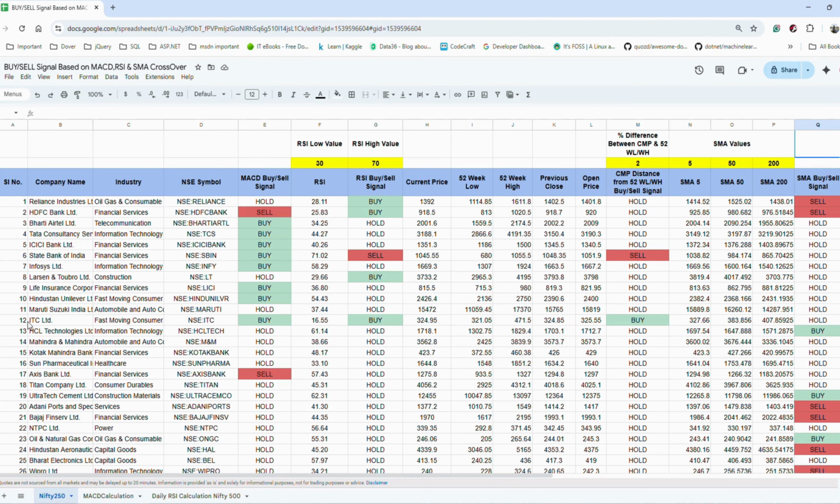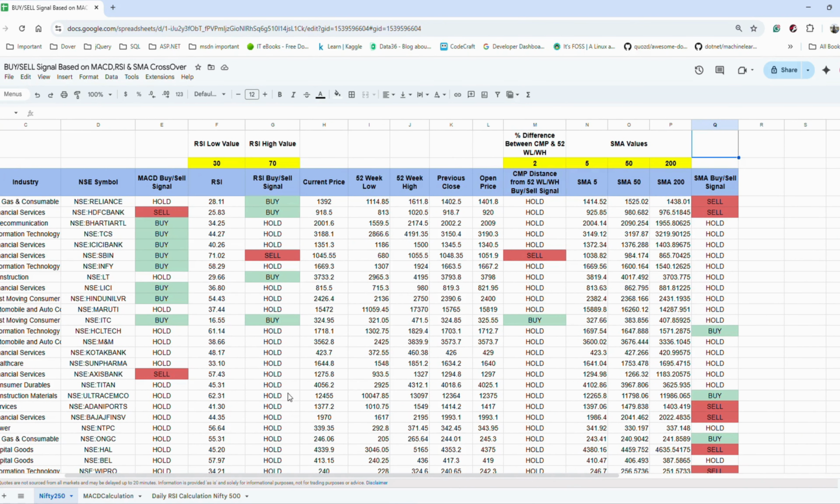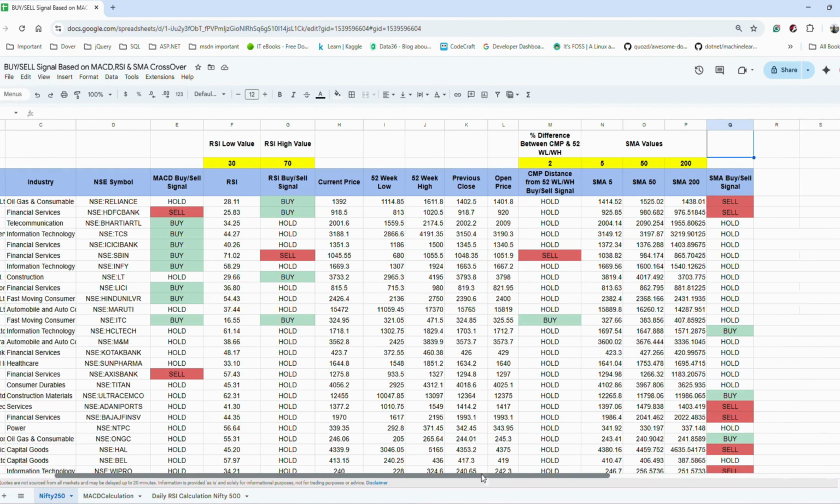So this is the indicator sheet which I have created in Google Sheets, where you are getting 4 indicators: MACD buy and sell signal, RSI buy and sell signal, percentage difference between current market price and 52-week low and 52-week high, as well as the SMA buy and sell signal. It's just work in progress. If I create any more Google Sheets for more indicators, I will be adding them in this sheet. What I'm trying to do is create this as a master sheet for all the indicators, so that I don't have to go anywhere.